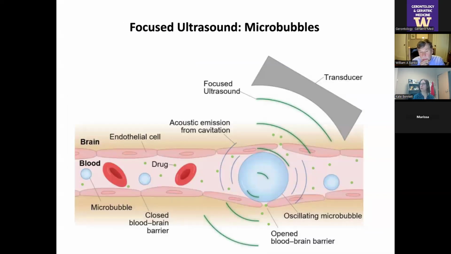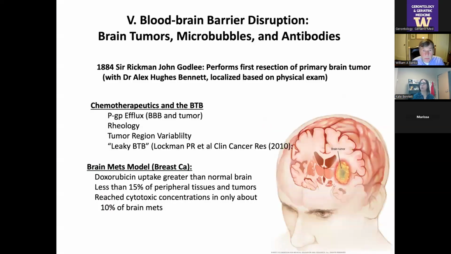There have been decades and decades of trying to disrupt the blood-brain barrier to allow drugs to get in. Originally, it started out about 1884 when Rickman Godlee performed the first successful resection of a primary brain tumor. He and Bennett figured out where that tumor was in the brain by doing a physical exam. But it was a classic example: the surgery was a success, but the patient died about 4 weeks later from infection. So people realized at this point, maybe it'd be better to treat things with drugs.